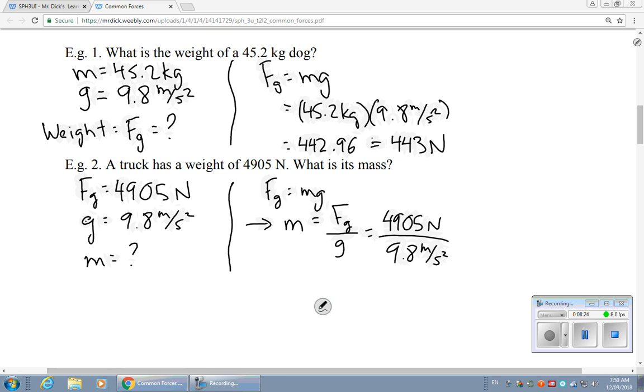When we do that, we get about 500.51, which I'm then going to round off to 500.5 kilograms. And why 500.5? Because that has 4 significant digits in it, and 4905 had 4 significant digits in it, and we don't worry about the 9.8 along the way. Once again, always make sure you're including a therefore statement to say what the final mass of the truck would be.